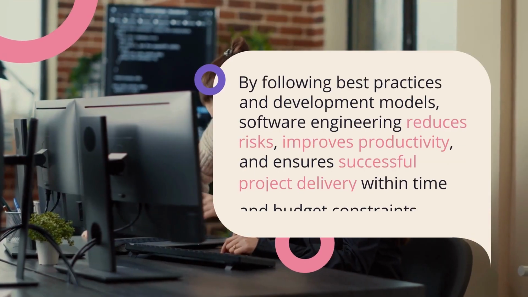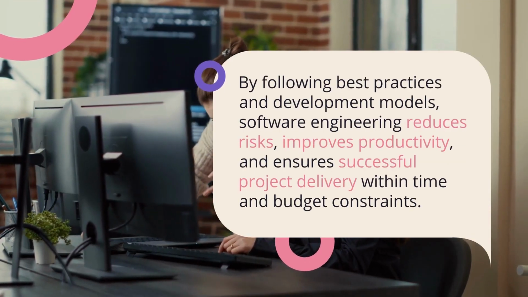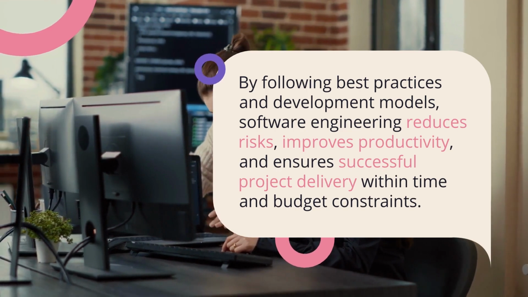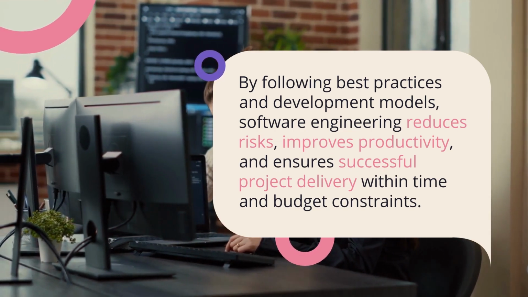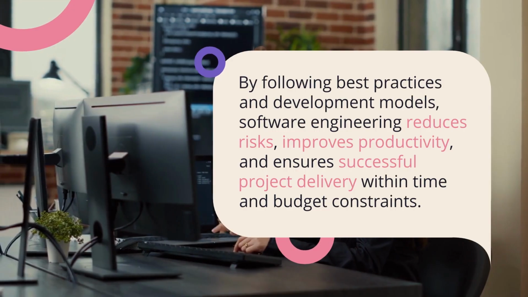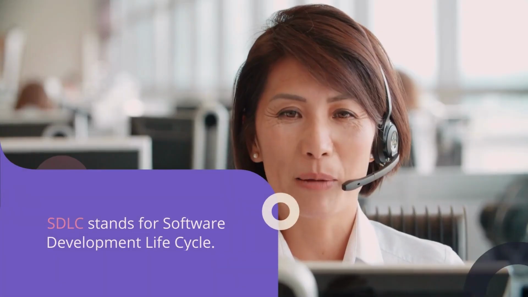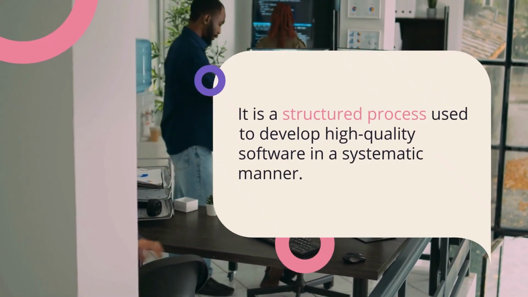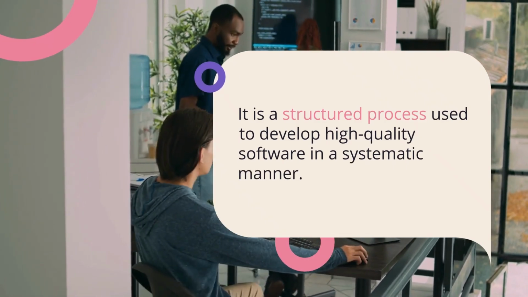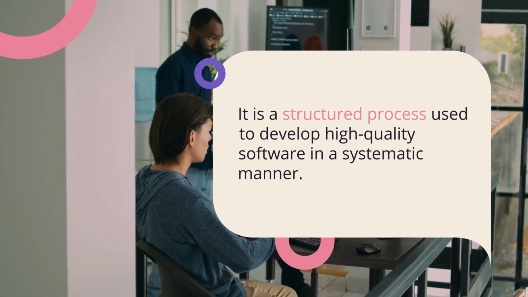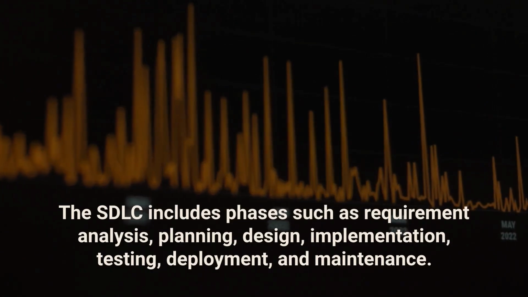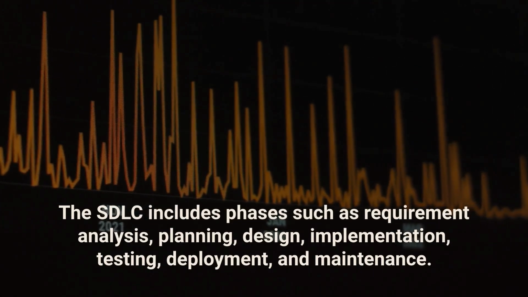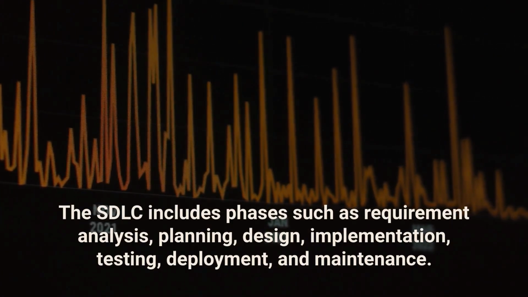By following best practices and development models, software engineering reduces risks, improves productivity, and ensures successful project delivery within time and budget constraints. 2. What is SDLC? SDLC stands for Software Development Lifecycle. It is a structured process used to develop high-quality software in a systematic manner. The SDLC includes phases such as requirement analysis, planning, design, implementation, testing, deployment, and maintenance.